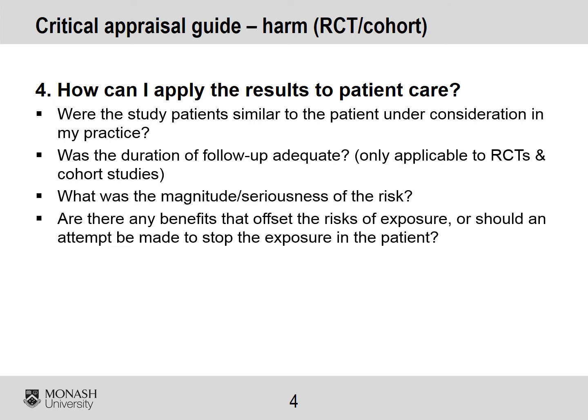So something like NSAIDs, you may say, well, the risk of having a GI side effect is a relative risk of 1.1. It's fairly negligible, so the benefits may outweigh the exposure. Counter to that, if we look at the example of smoking and lung cancer, if we end up having a relative risk of 15.5, well, it's clear that an attempt should be made to stop the exposure in the patient.